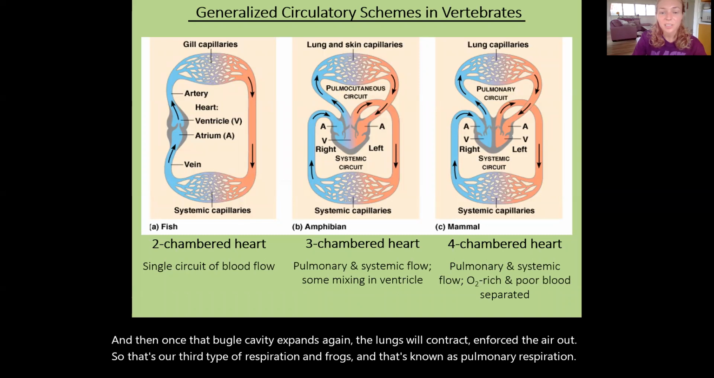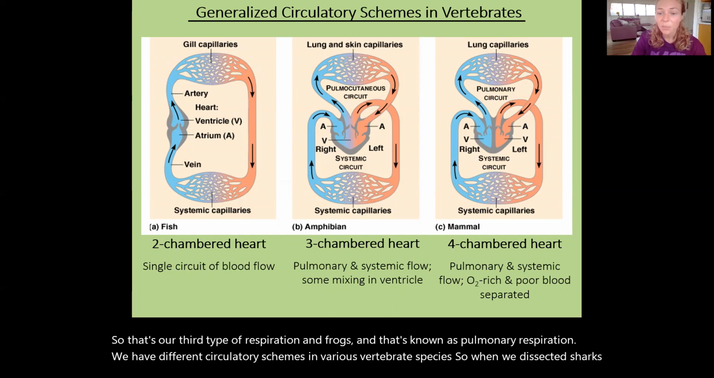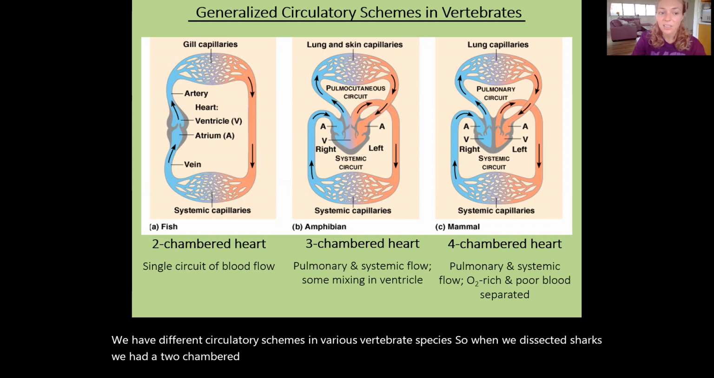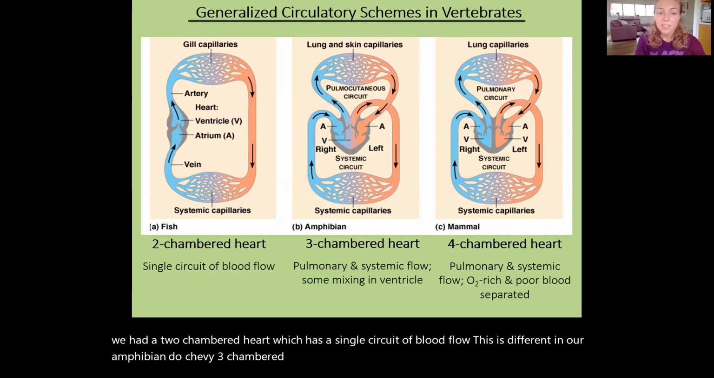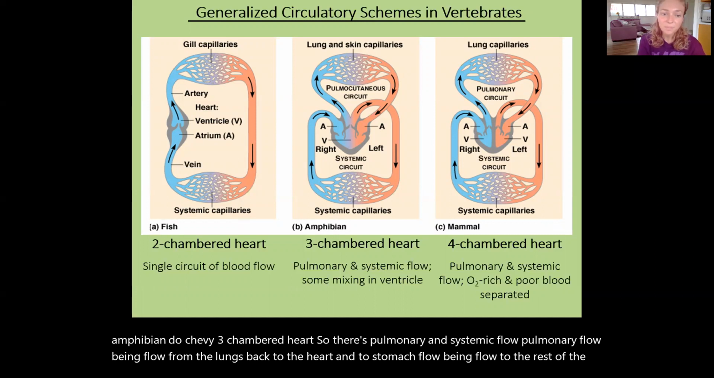We have different circulatory schemes in various vertebrate species. So when we dissected sharks, we had a two-chambered heart, which has a single circuit of blood flow. This is different in our amphibians, which have a three-chambered heart. So there's pulmonary and systemic flow, pulmonary flow being flow from the lungs back to the heart, and systemic flow being flow to the rest of the body and back to the heart again.